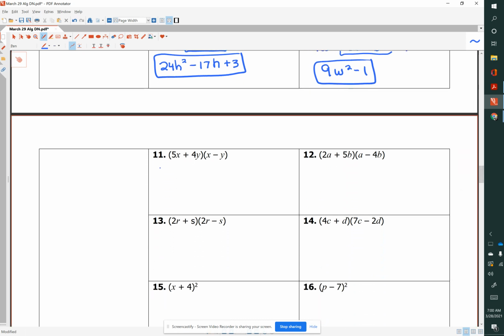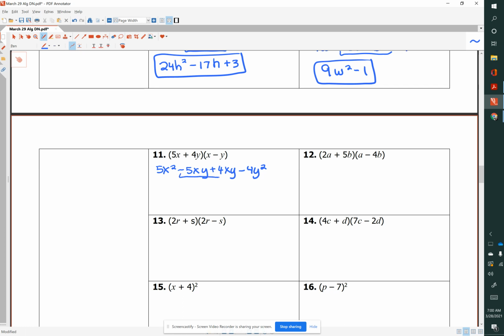So 5x times x is 5x squared. 5x times negative 1y. Okay, be very careful there. Now we've got x and y. So it's negative 5xy. The inner, 4y times x, is a positive 4xy, and positive 4y times negative y is negative 4y squared.